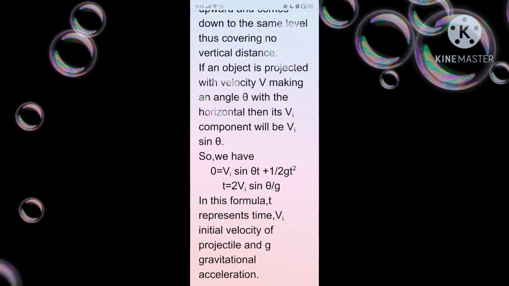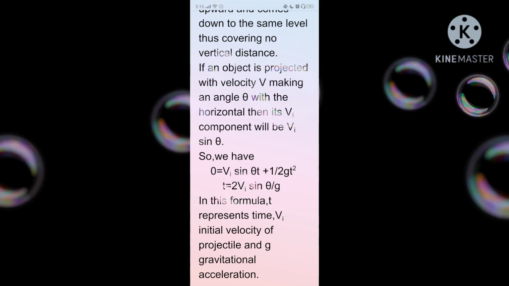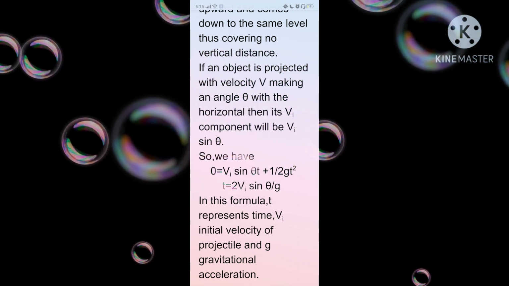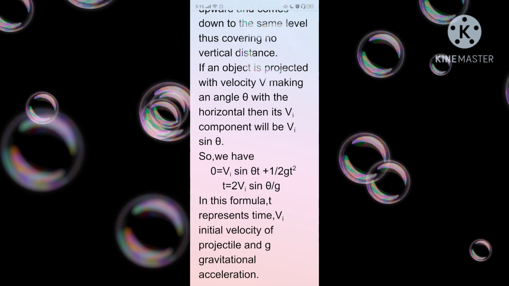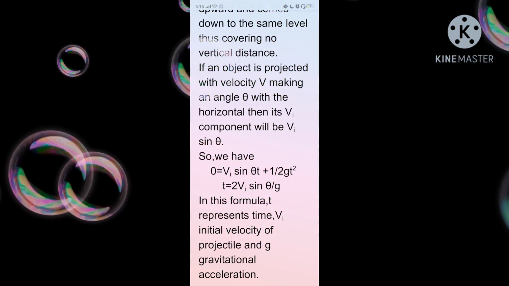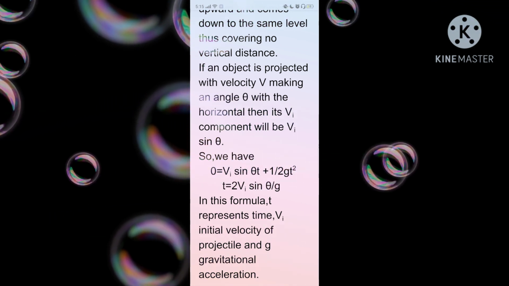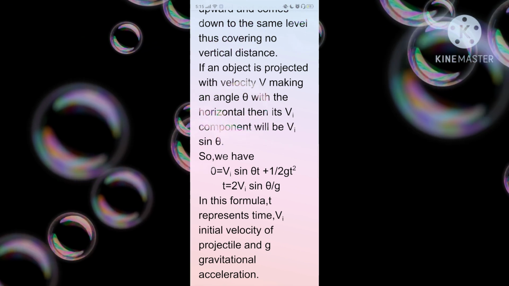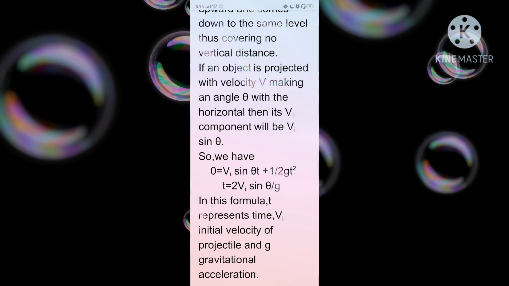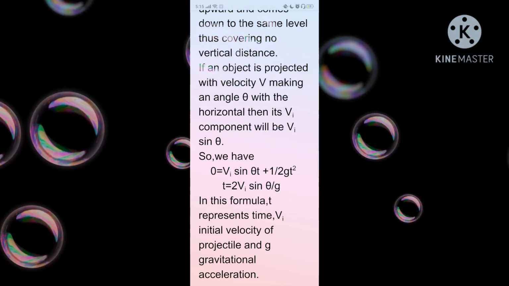Here is one more point to note, that we use the gravitational acceleration, not just the acceleration. Actually, the acceleration in projectile motion is only due to gravity, and it's a constant value. So its value is 9.8 m/s². So here we use gravitational acceleration instead of simply acceleration, because it's a constant value. In this formula, t represents the time, vi the initial velocity of the projectile, and g the gravitational acceleration.